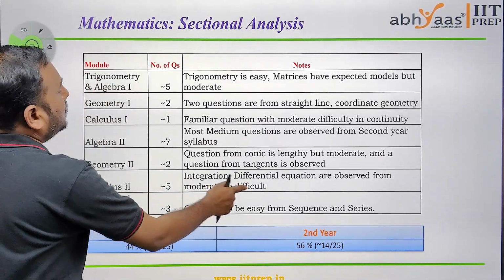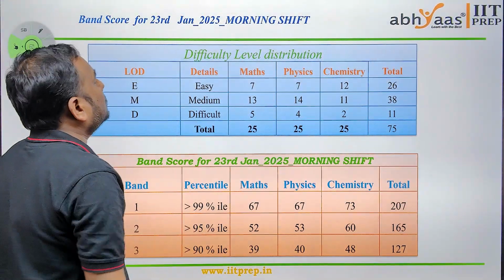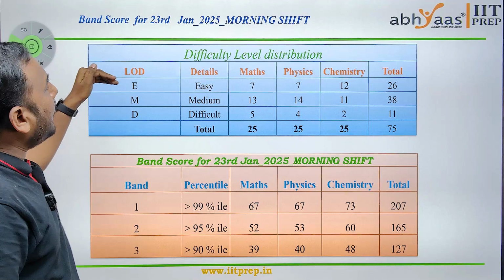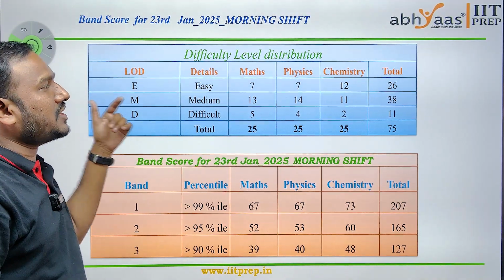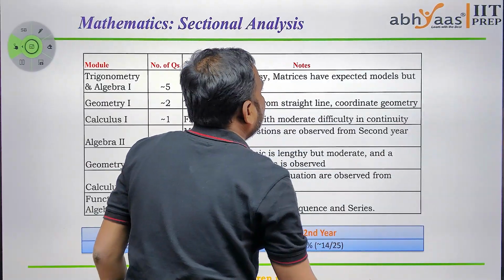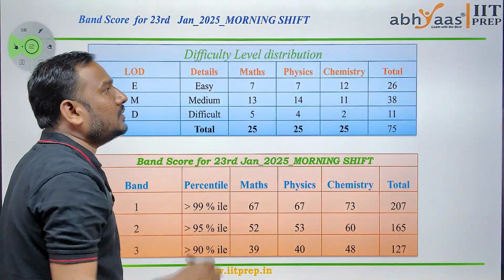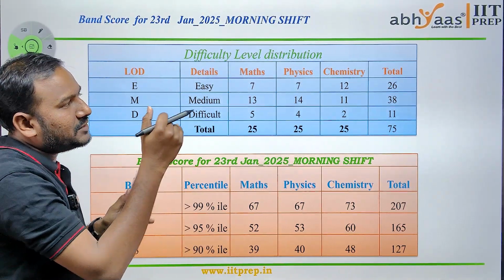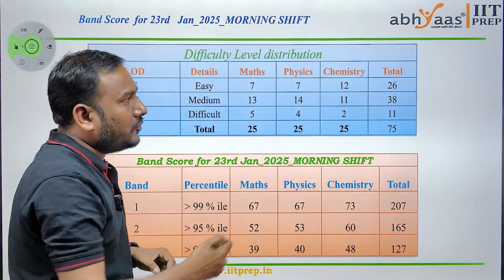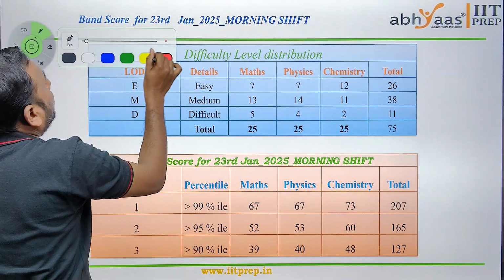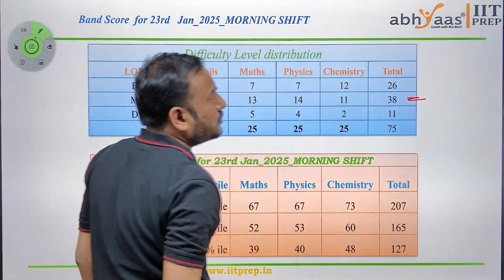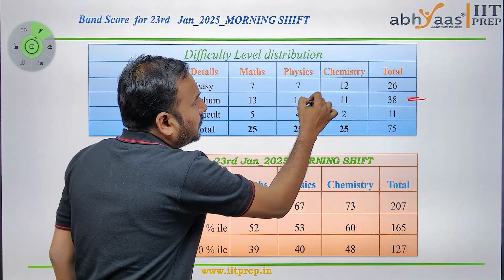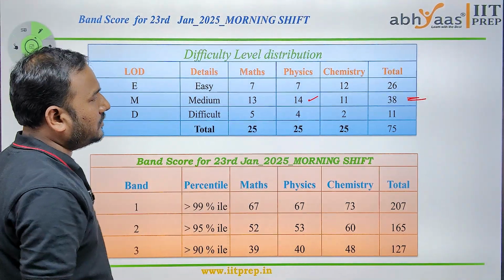Now let's get into the total analysis. If you see the difficulty level distribution in math, physics, chemistry, easy you observe 7, 7, 12, which means 26 total easy questions we got, and 38 medium and 11 difficult questions combined across math, physics, chemistry, out of a total of 75. Moderate type of questions are increasing slowly, and questions are shifting from easy to moderate in all the subjects. Mostly in physics it increased very much in the third paper.